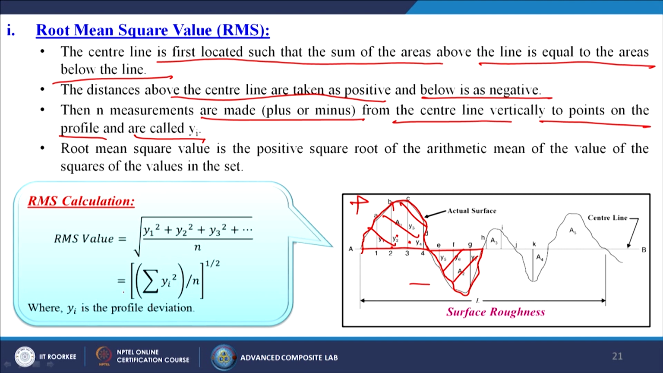RMS calculation. The RMS value is equal to the square root of (y1 squared plus y2 squared plus y3 squared plus and so on up to yn squared) divided by n. Here n is the number of measurements you have made, and yi is the profile deviation. As a whole, it is the square root of the summation over yi squared divided by n.